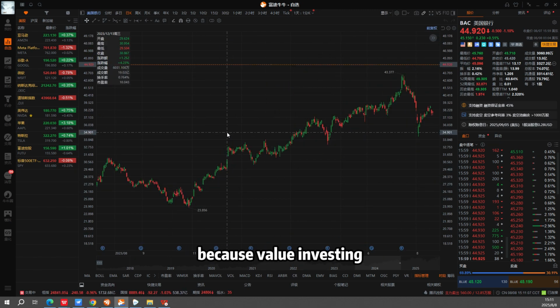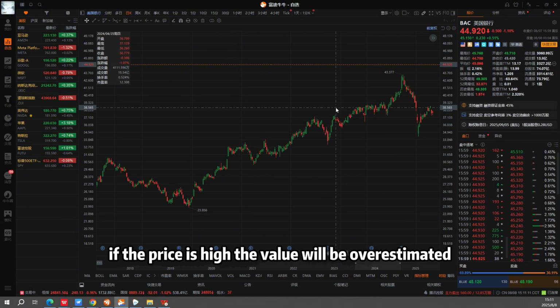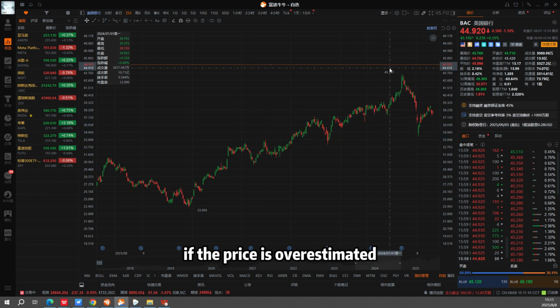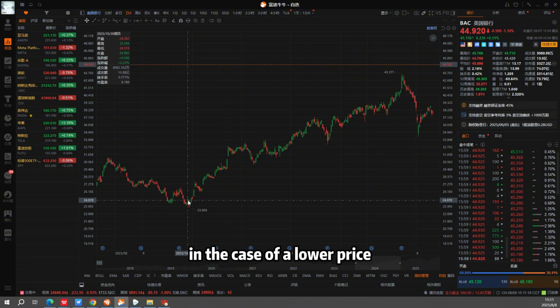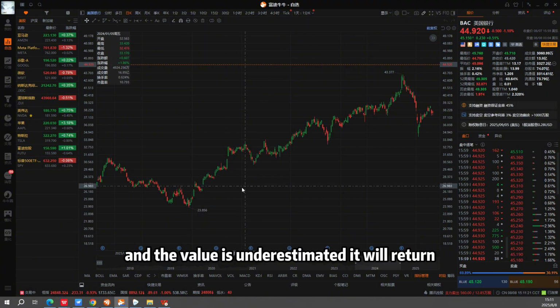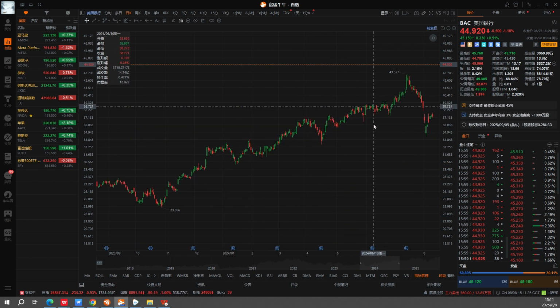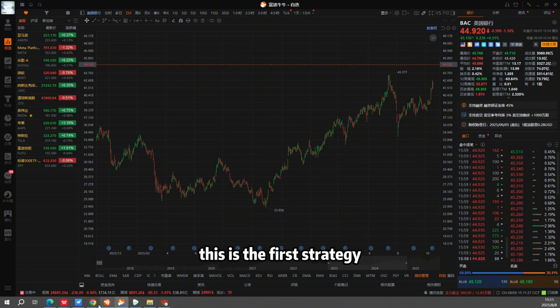Because value investing is a comparison between price and value. If the price is high, the value will be overestimated, right? If the price is overestimated, it will fall back. In the case of a lower price, and the value is underestimated, it will return and it will rise. This is the strategy. This is the first strategy.